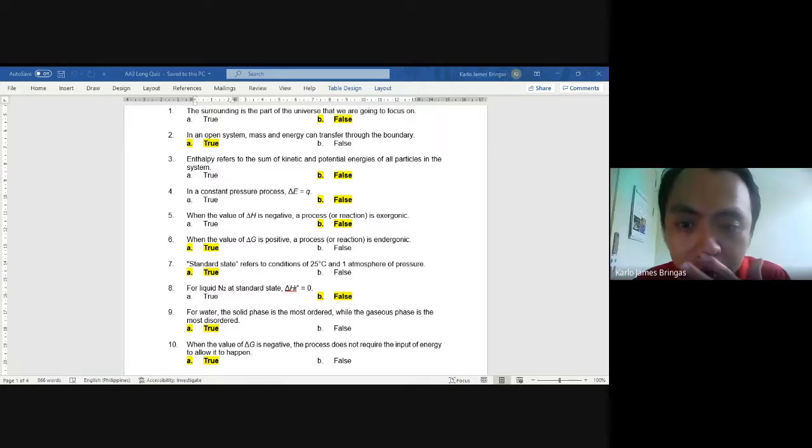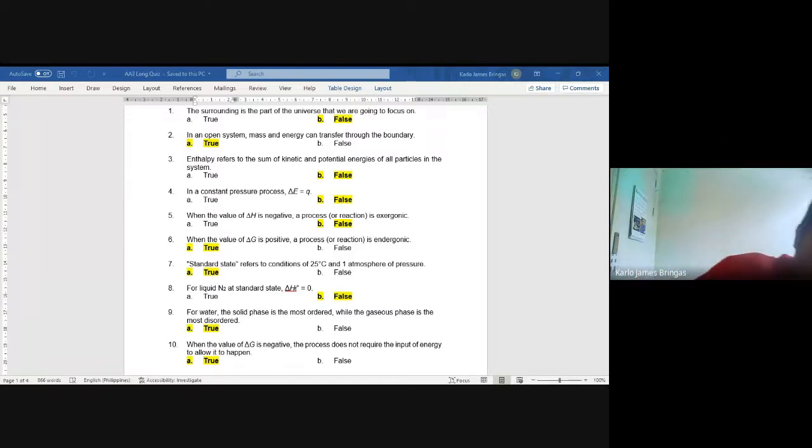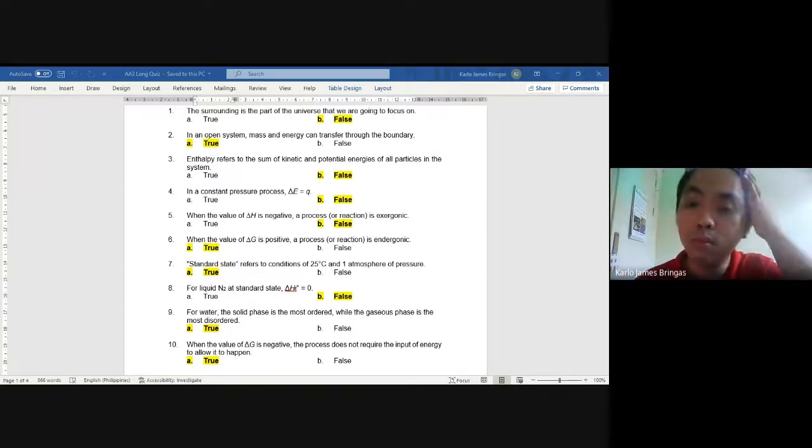How about the rest? Do you agree with AC? When delta H is negative, a process is blank. So what is our process when delta H is negative? Can anybody else recall? Okay. So we all agree naman. So exothermic process has a delta H with a negative sign.